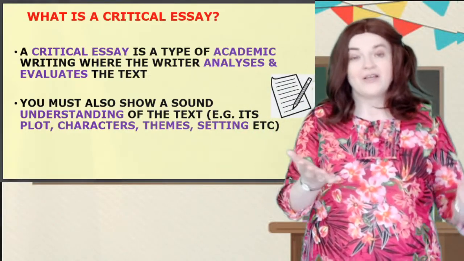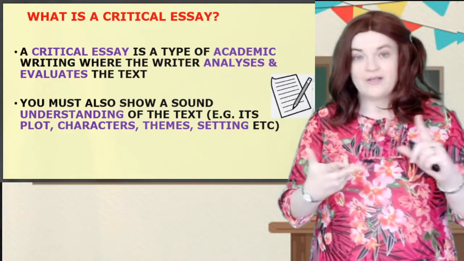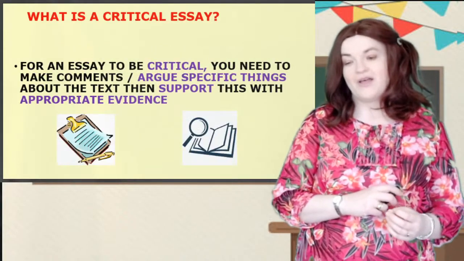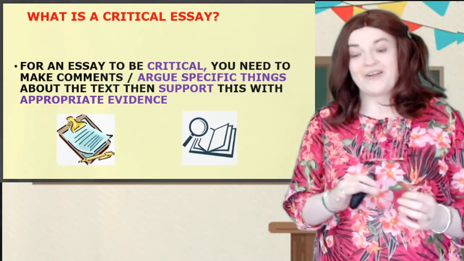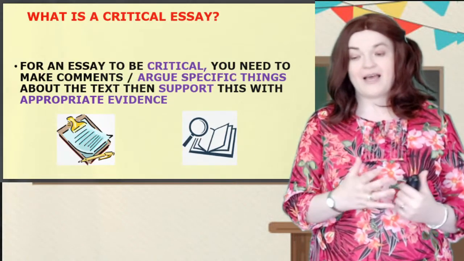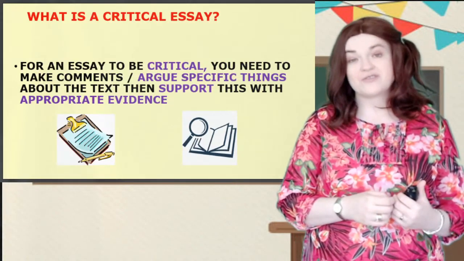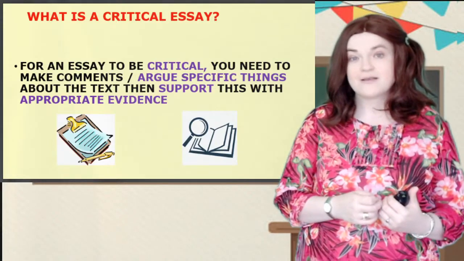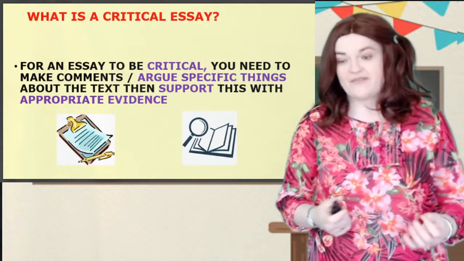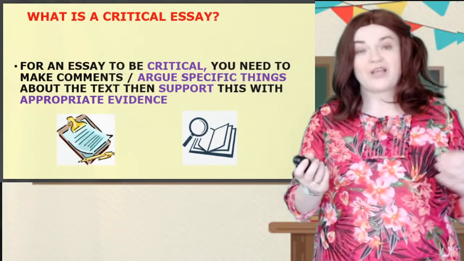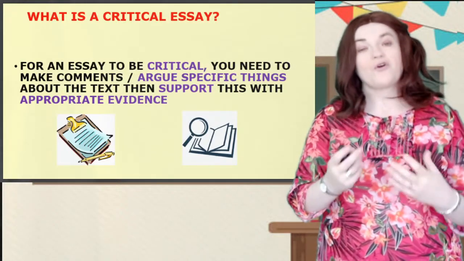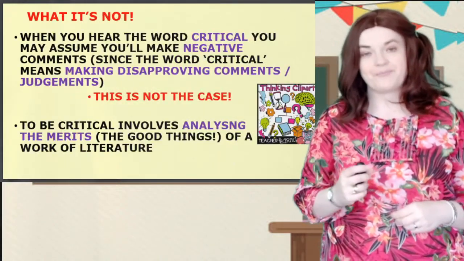So you can tell me things about the plot, the characters, where it's set, that sort of thing. For an essay to be critical, you need to make comments or argue certain things about it, and then, just like if you were in court giving evidence, not that I've ever been to court yet, you have to give evidence. The same with this. So you have to back it up with proof from the text. That's where the quotes or references to the text come in.